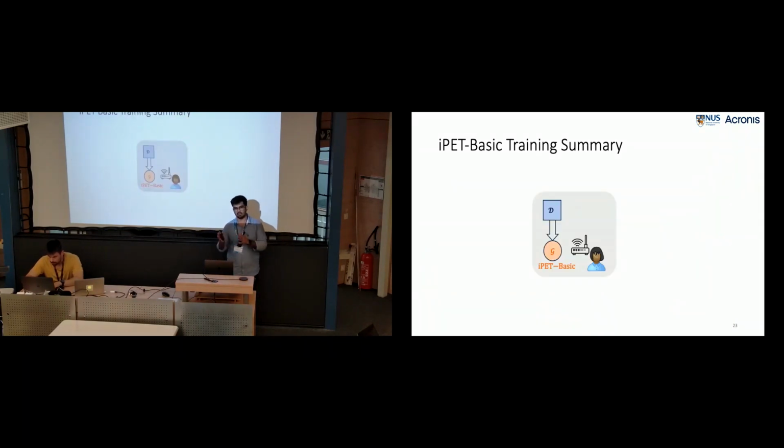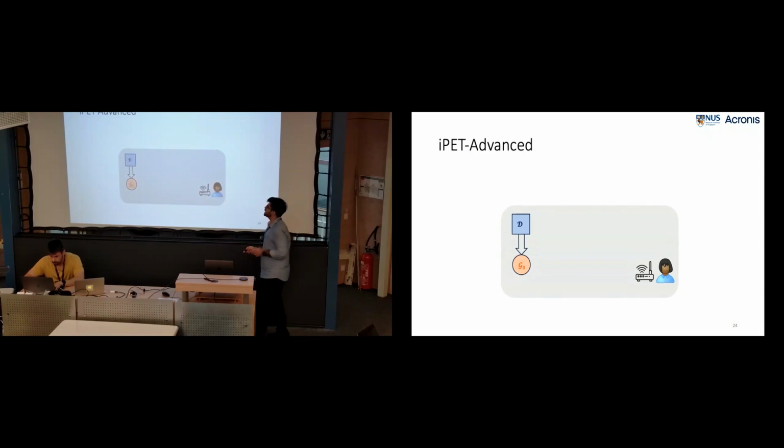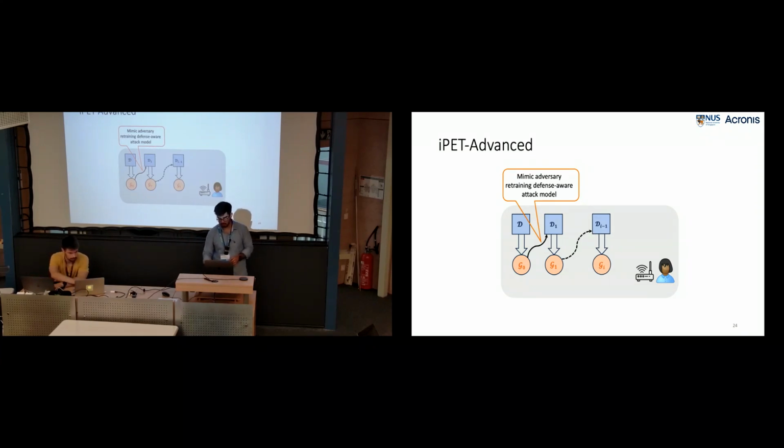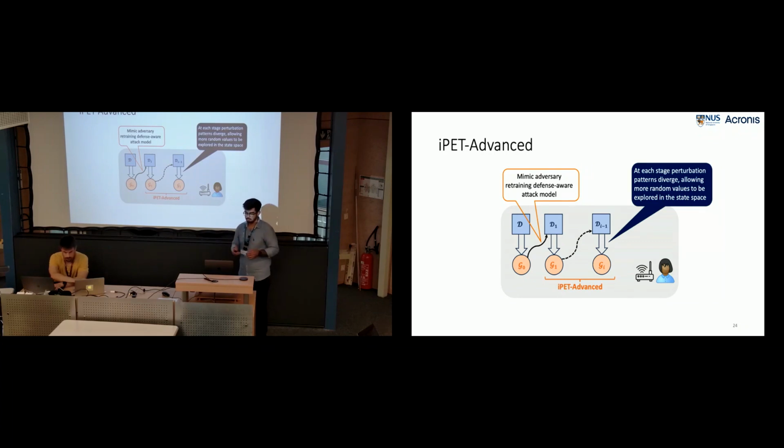With this observation, we move forward with the second and final phase of our proposal, which is iPET Advanced. This figure briefly summarizes the training of iPET Basic, where you use a discriminator or an attack model to train a generative model, which we use as iPET Basic. And this solution is extended by mimicking the training of the attack model. So we mimic the same retraining attack model here, and we continue training another generator based on the new attack model. We keep going forward with this chaining process, and we see that at each stage, the perturbation patterns are diverging, which allows more random values to be explored in the state space.